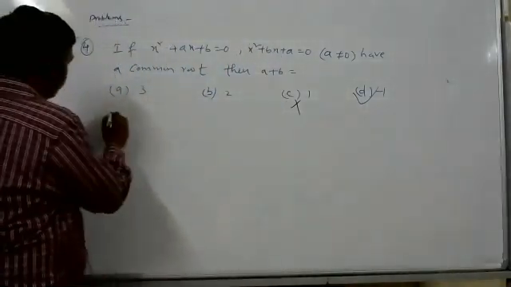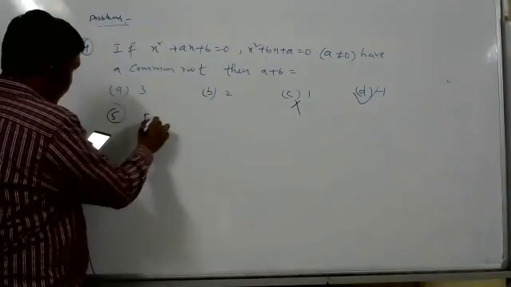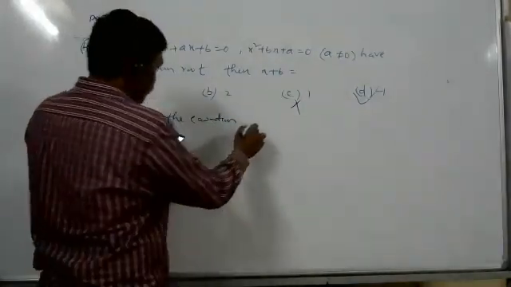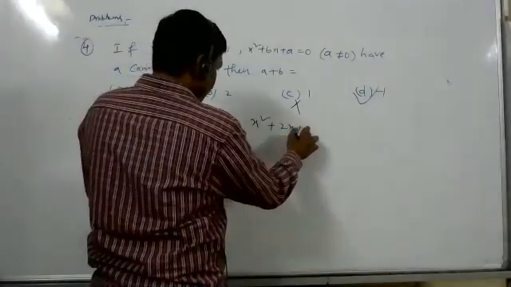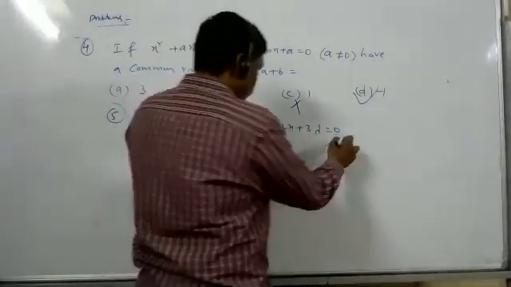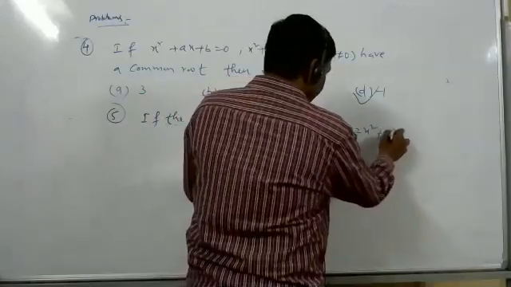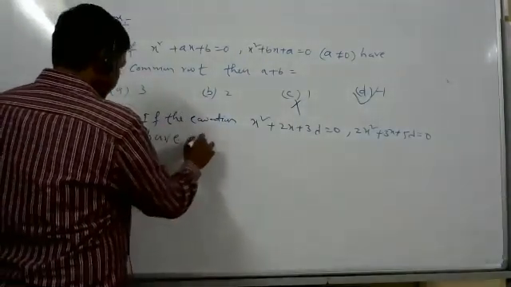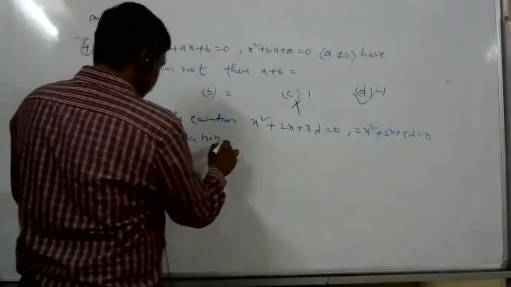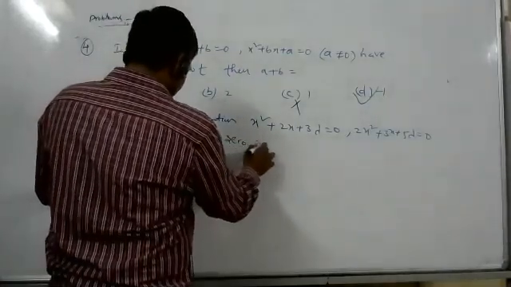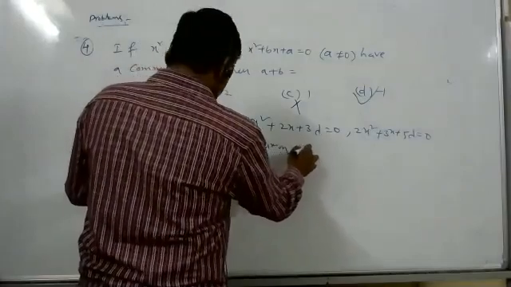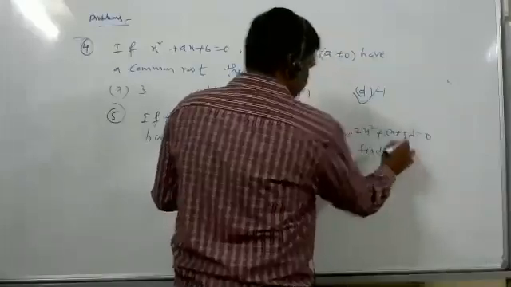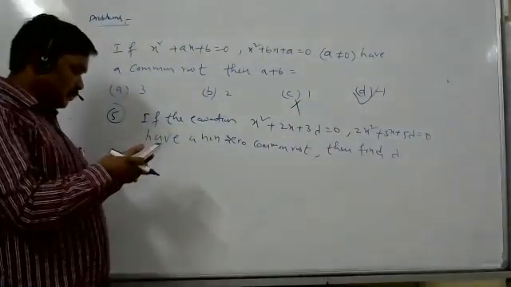Fifth one. Mains questions. If the equations x square plus 2x plus 3 lambda is equal to 0 and 2x square plus 3x plus 5 lambda is equal to 0 have a non-zero common root, then find lambda.